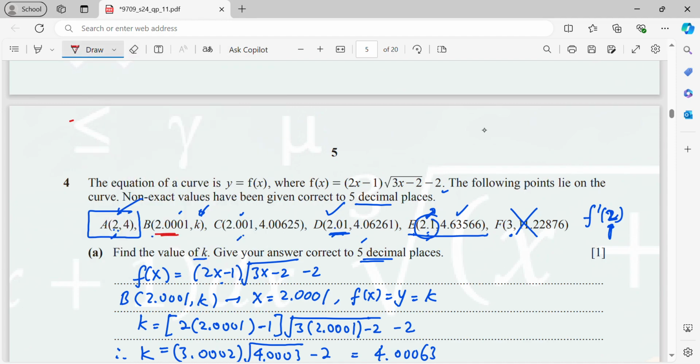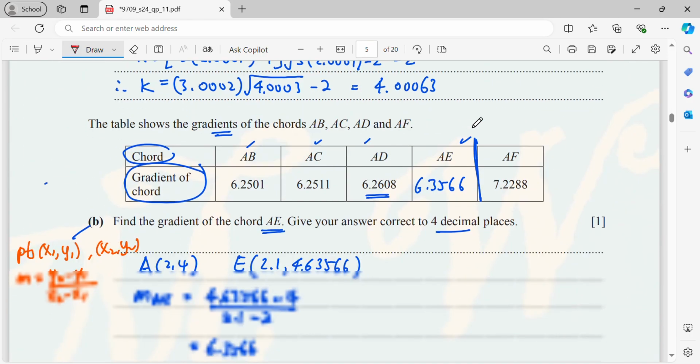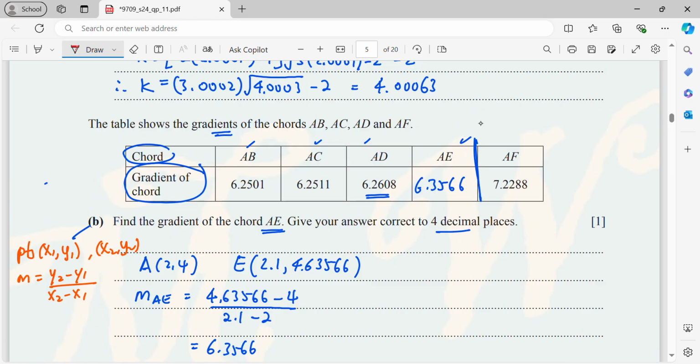So here B and C, the x coordinates will be much closer to 2. But if you take 2.01, that is 0.01 away from the 2 already. So we will rather take B and C to deduce the f prime 2. That means now here, when you refer to B and C, don't use D because it is 0.01 units away from 2. So I will check these two values.